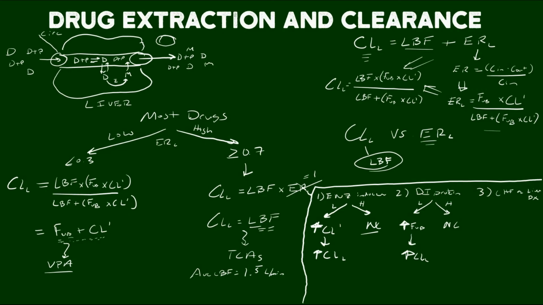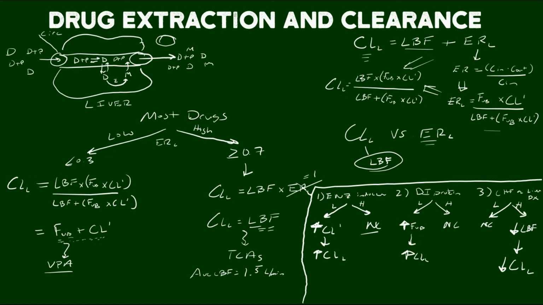Then finally, in this third scenario, congestive heart failure and liver disease for low and high extraction ratios, what do you think the effect is on this one on low extraction ratios? So with congestive heart failure or liver disease, you have reduced liver blood flow. So in low extraction ratio, we know that it's not dependent on liver blood flow, so really no change. However, in that high extraction ratio that's all dependent on liver blood flow, we have decreased liver blood flow and therefore decreased clearance in the liver.